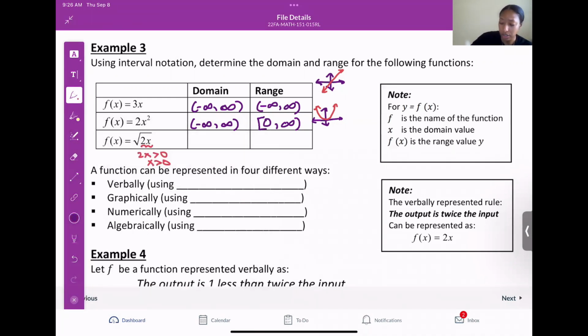So for a square root function, what's under the radical has to be greater than 0. And in this case, that means x has to be greater than 0, or equal to, technically. So we have 0 to infinity for our domain. For the square root of 2x, we can only plug in numbers from 0 to infinity. And then when we take the square root of something, is it possible to get a negative result? No. So again, our outputs will be the numbers from 0 to infinity as well. So both the domain and range are 0 to infinity for the square root of 2x.